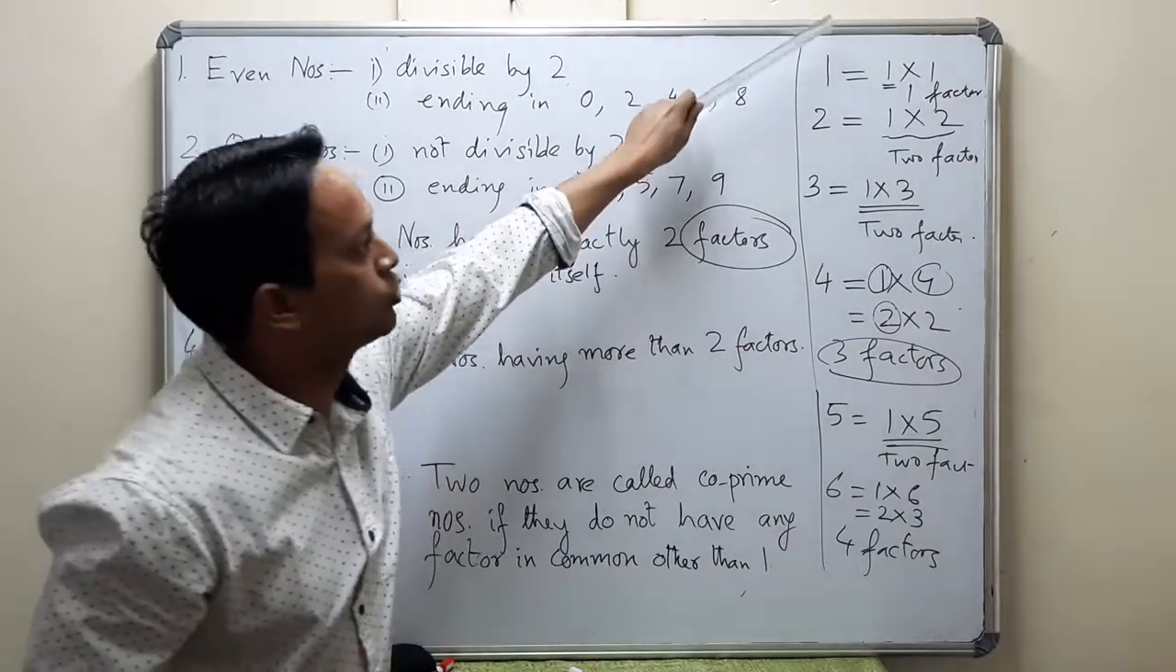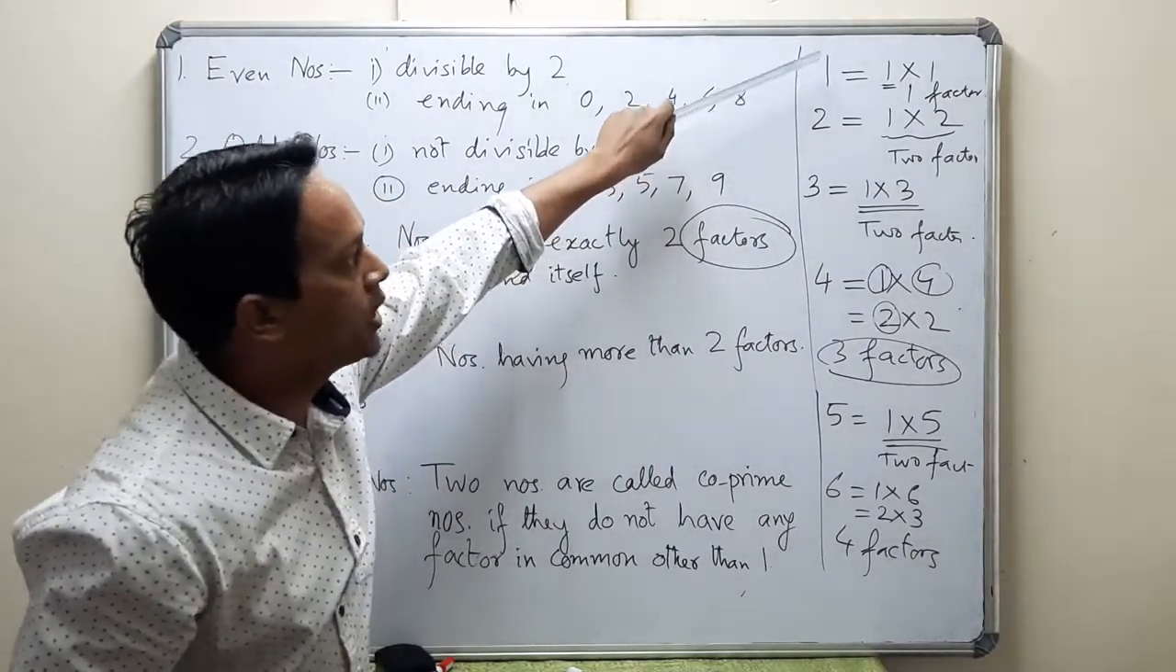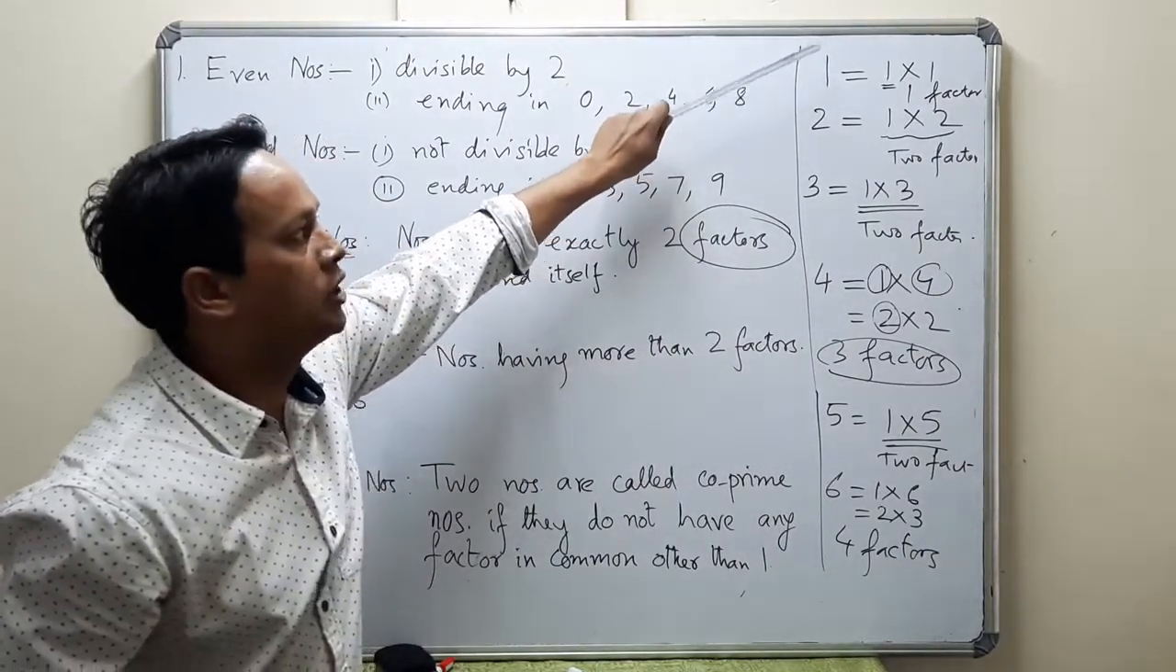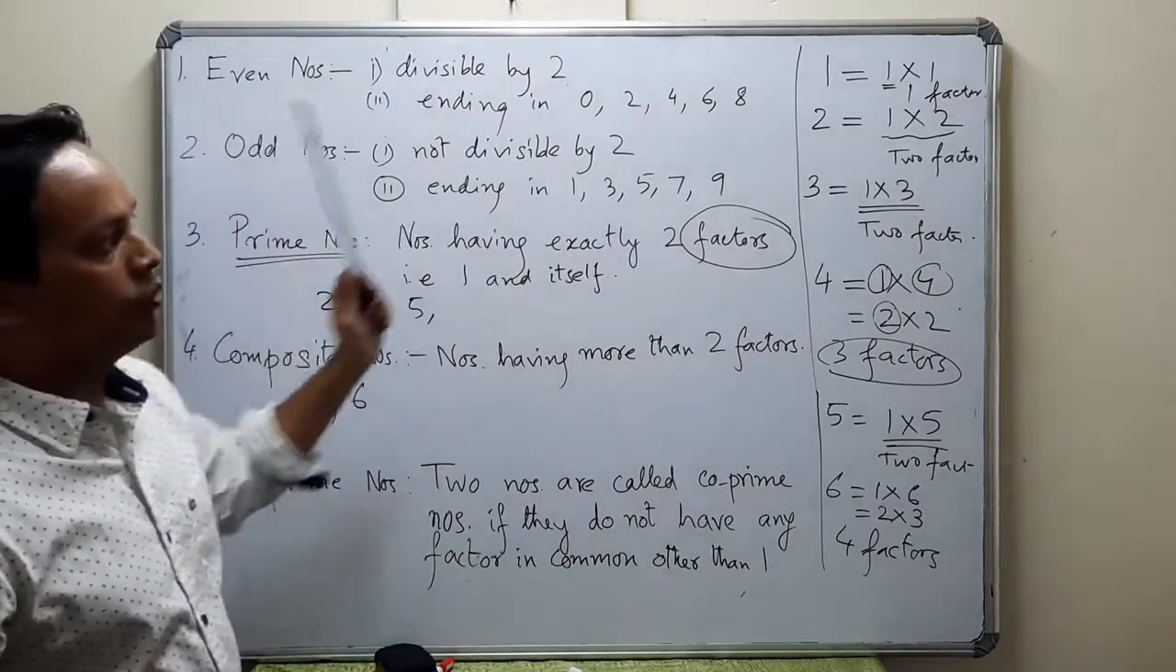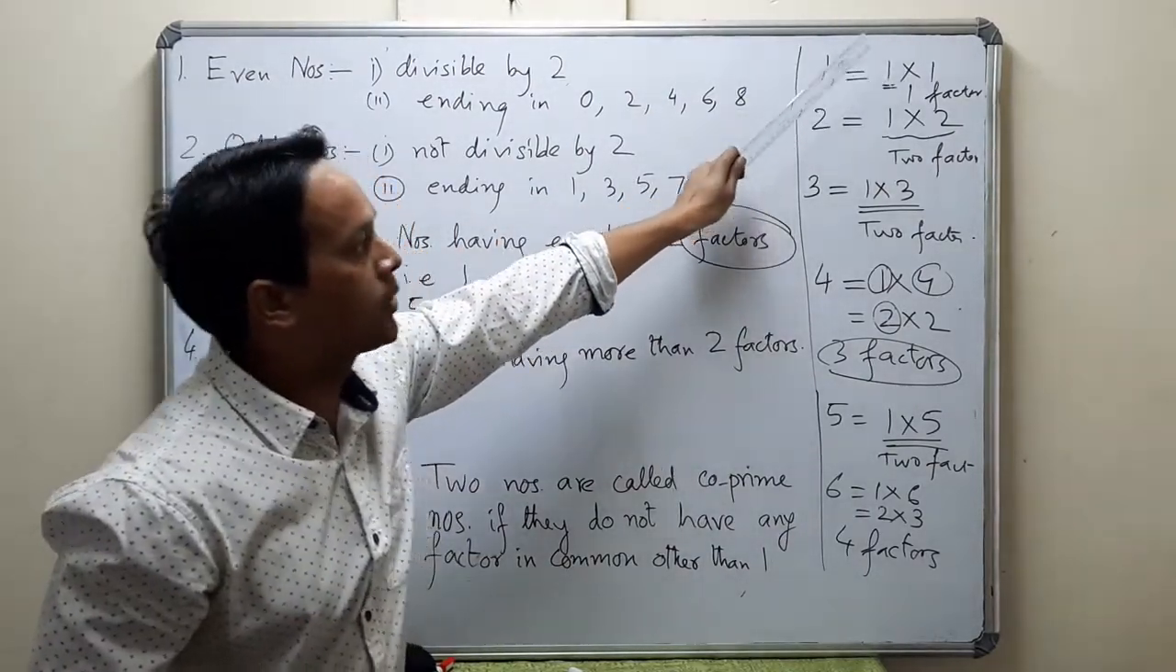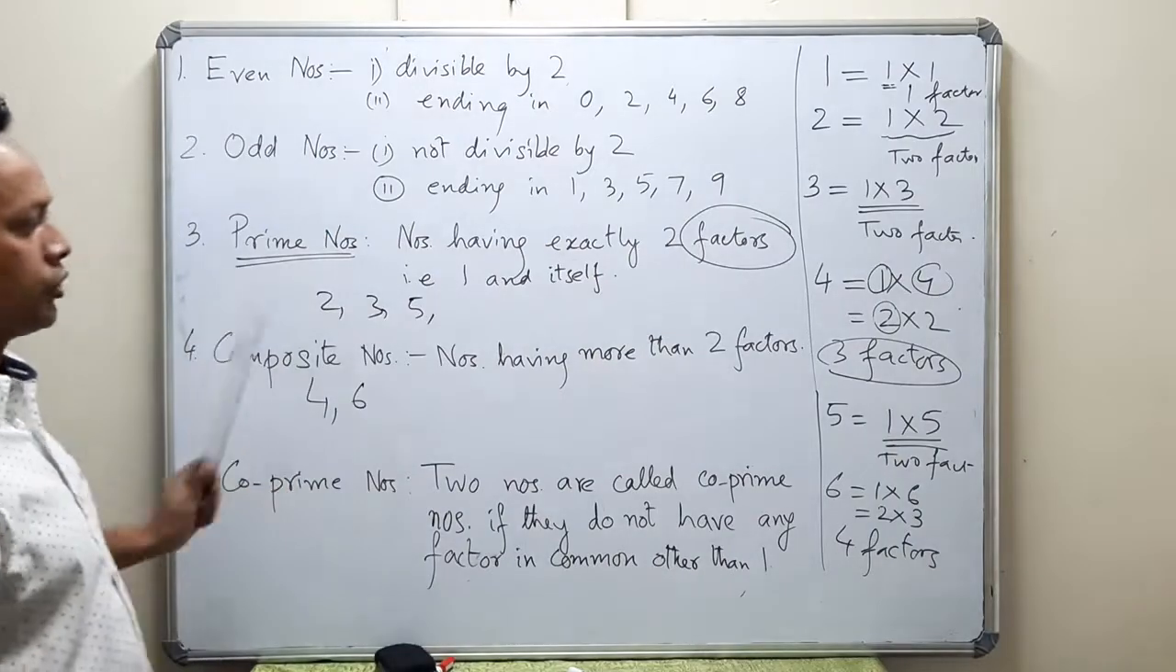And if it is less, so 1 is a number. Remember, 1 is neither prime nor composite. So the first prime number is 2, not 1. 1 is neither prime nor composite. That's a very important point to remember.